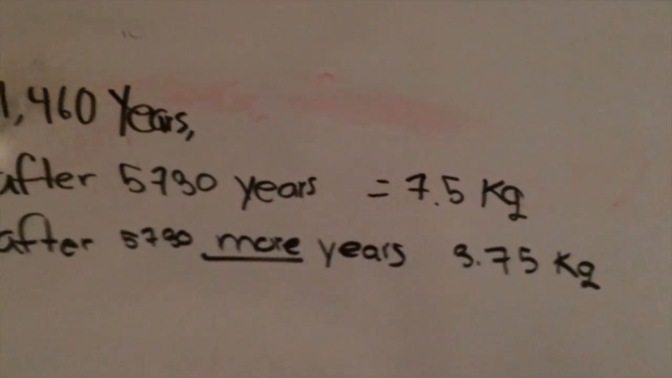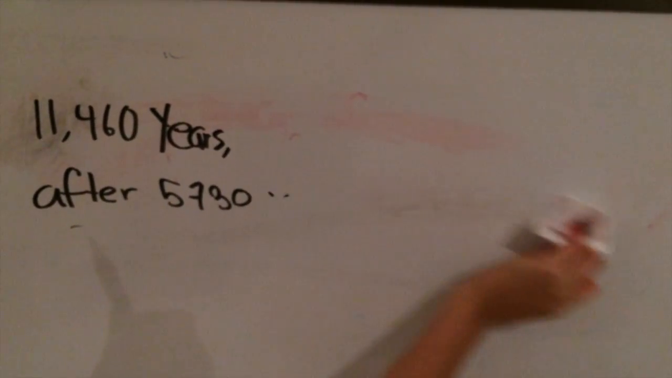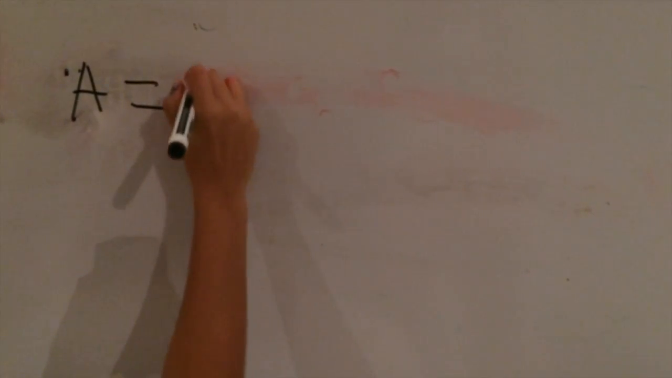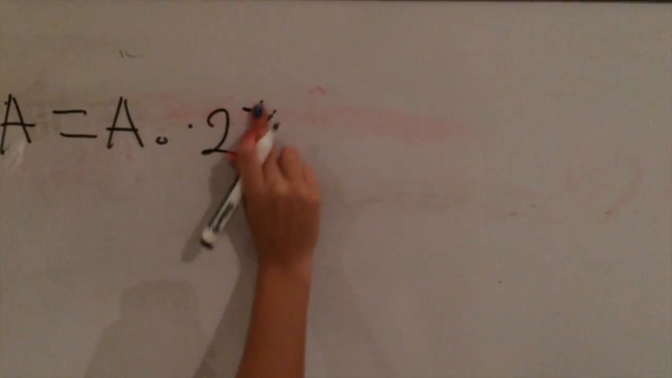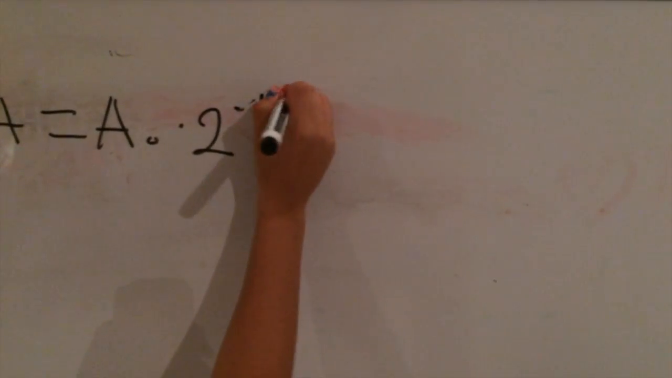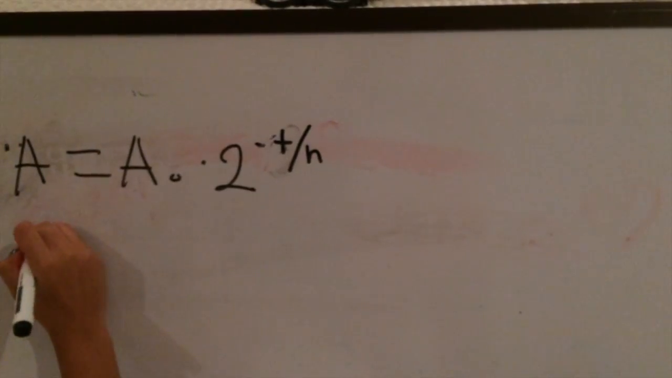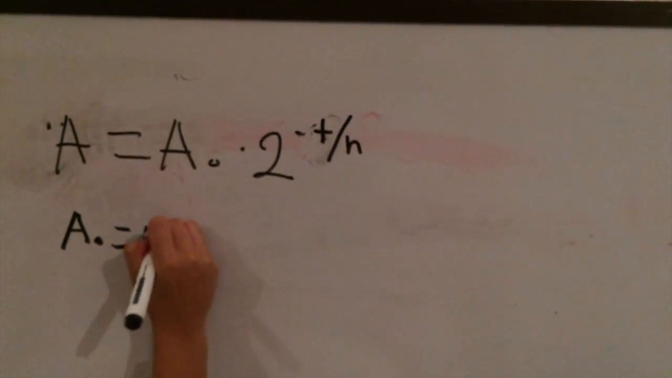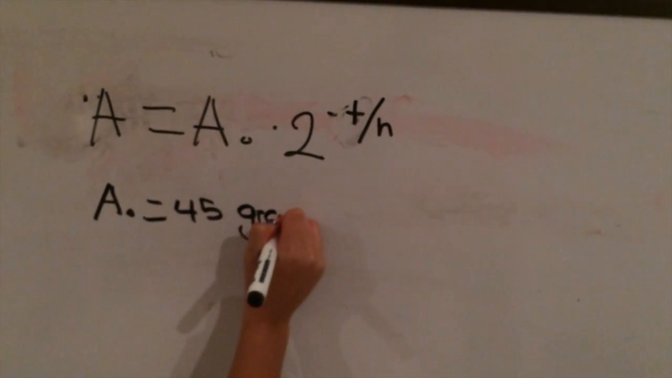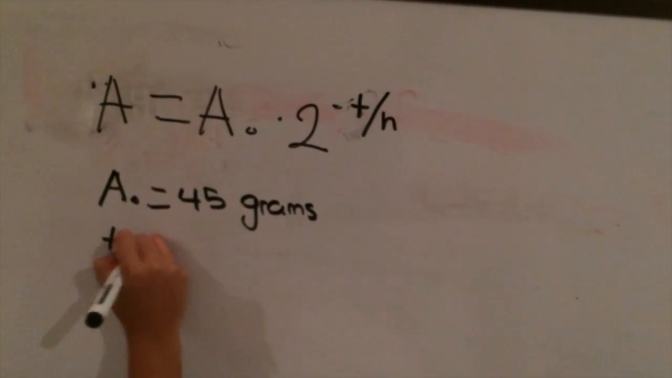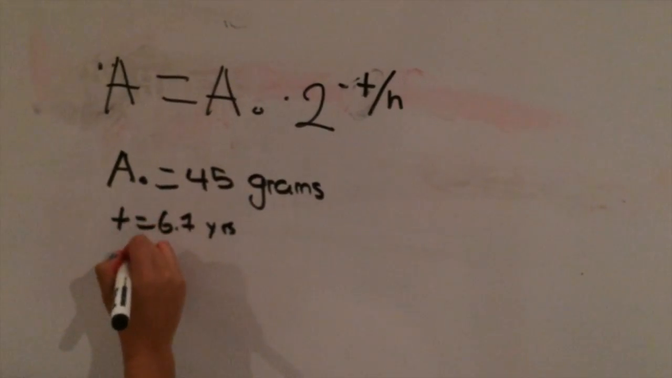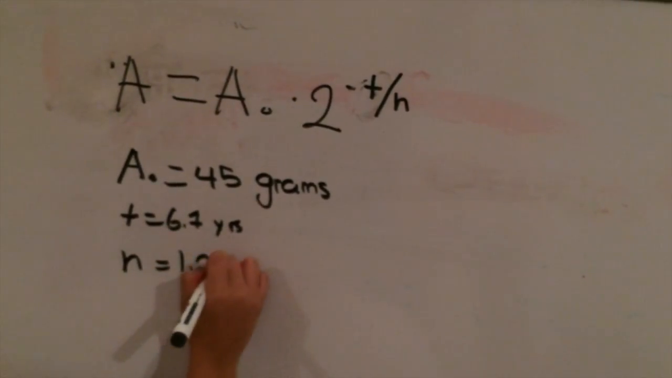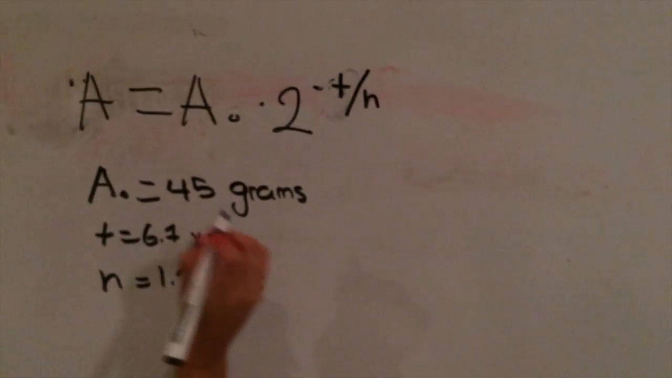Okay, so the formula is this. A equals A-naught times one-half to the power of t over h. Ready? A-naught equals 45 grams. T equals 6.7 years. And h equals 1.23 years.